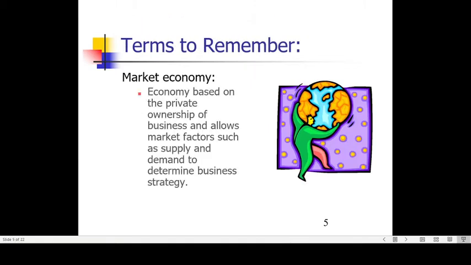Term to remember. So, we have the market economy. Market economy is an economy based on the private ownership of business and allows the market factors such as supply and demand to determine business strategy. Okay, so the market economy, one of the indicators is the supply and demand in order for them to cope up or to formulate a business.